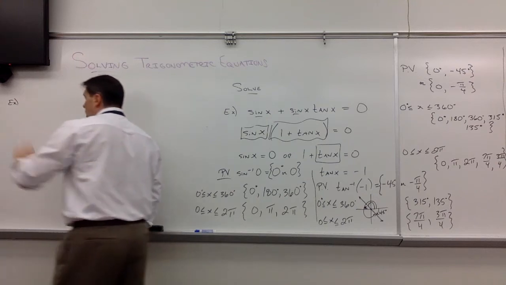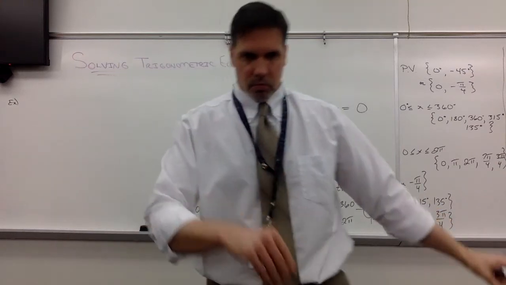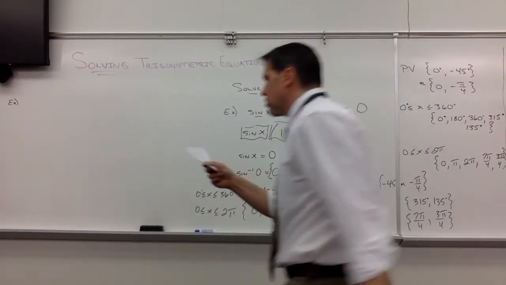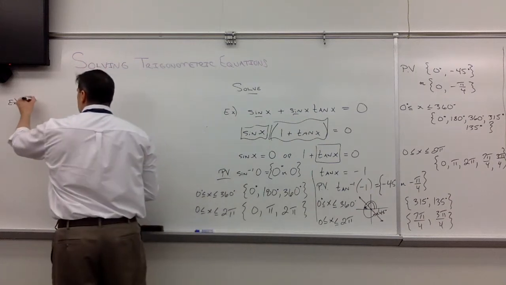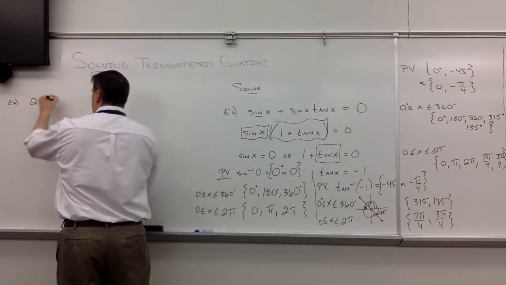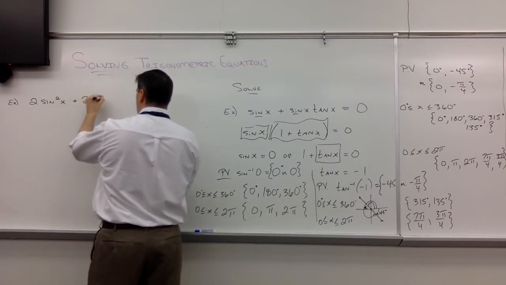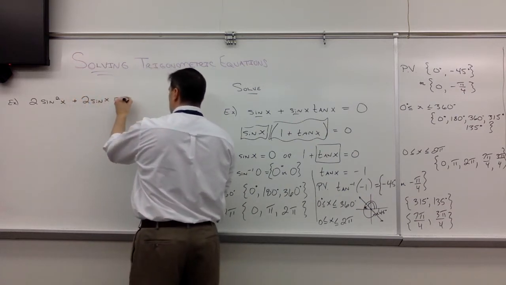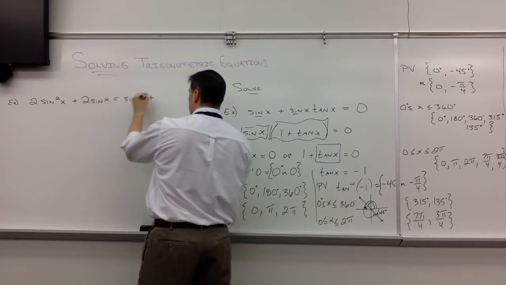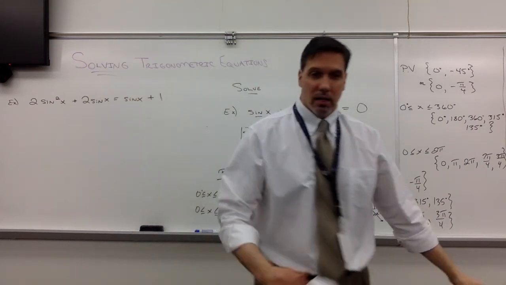Again, I'll just say solve. We'll keep it generic, so I want to do all the solution types. Okay, this one looks good. We got 2 sine squared x plus 2 sine of x equals the sine of x plus 1. Yikes.